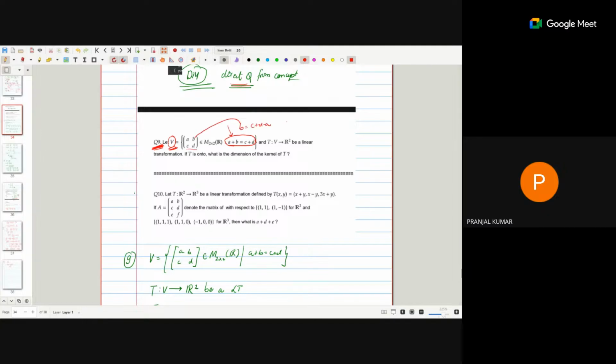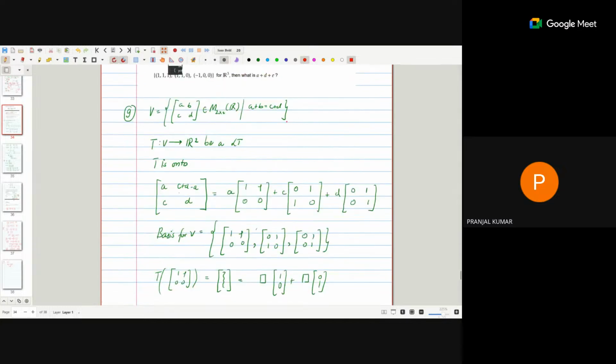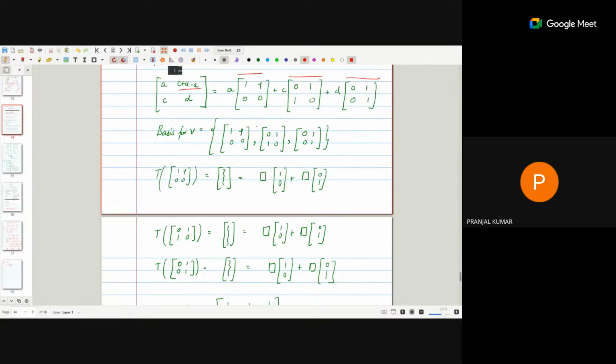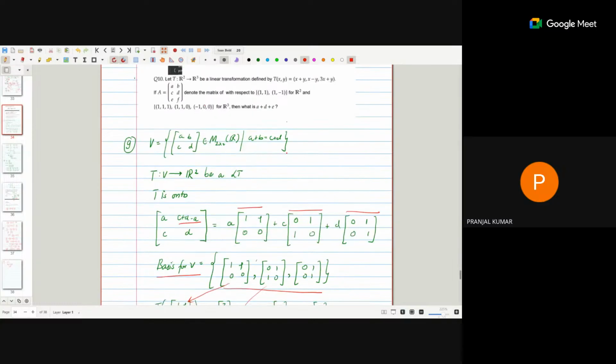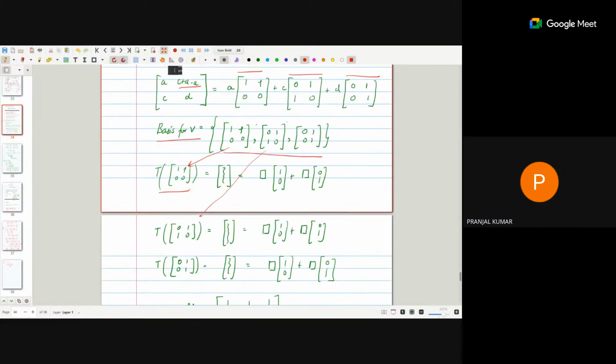Then I will replace it here. So I've replaced it here. Then I will express it as a linear combination of matrices. So these are your basis matrices. So I've written the basis for V. Then I found the images of these. Again, they have not specified the transformation. So I've just written some arbitrary vector. I don't know what the answer is.